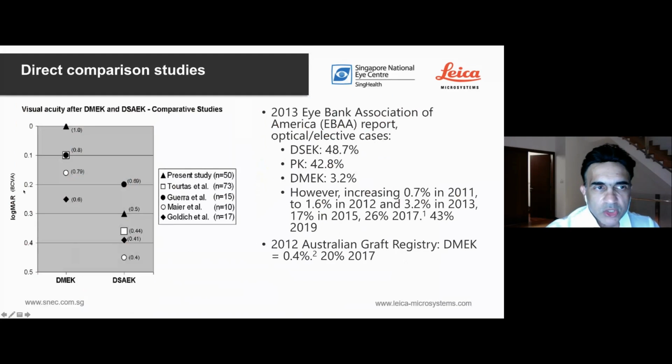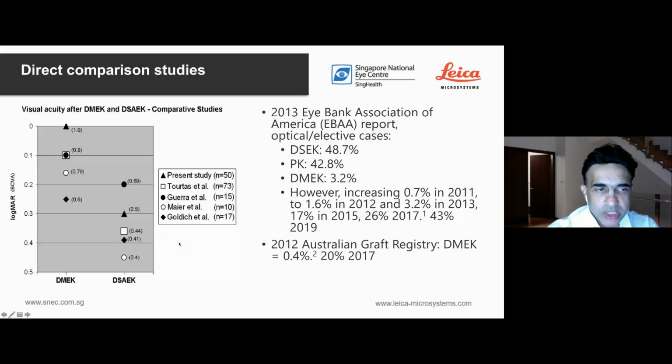If you look in the literature at direct comparison studies, there's not a lot, but there are a few studies where one eye has had a DSAEK and the contralateral eye of the same patient has had DMEK. What you'll see is that all the studies show the visual acuity result in the DMEK eye is superior to the DSAEK eye. So you do get better visual acuity.